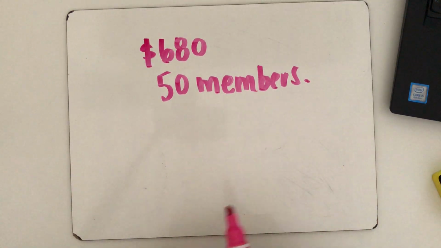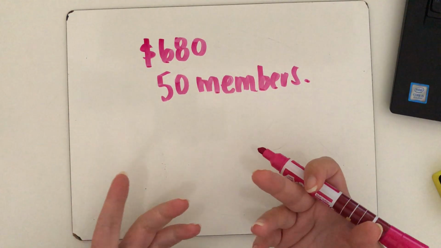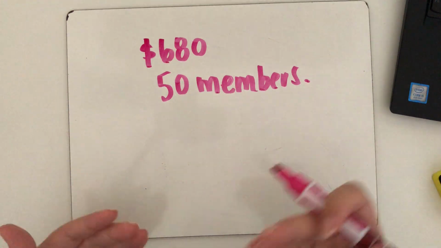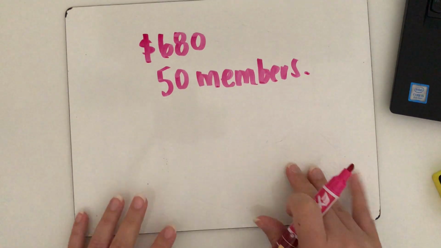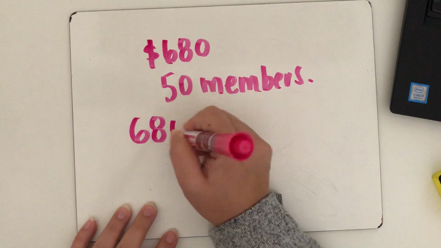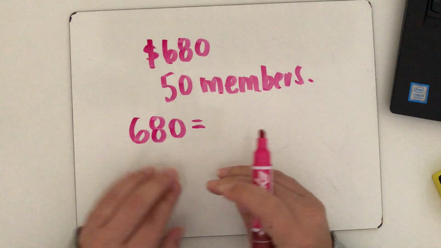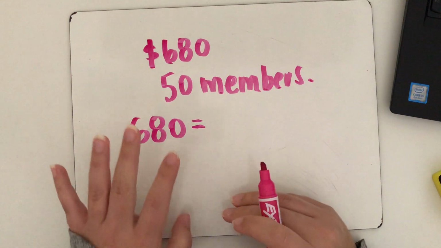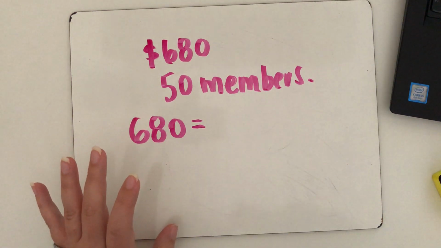So we're going to go ahead and set it up because I want to know how much each of these members has to raise to be able to go for this competition. So my ending amount, where I need to get to, is at 680. So that means that that's going to be all by itself on one side of my equal sign, okay?